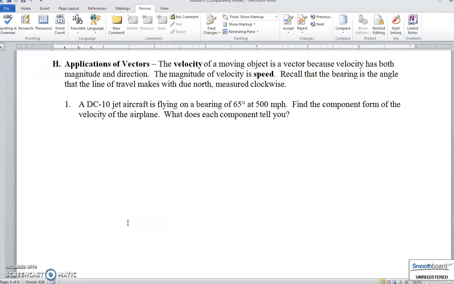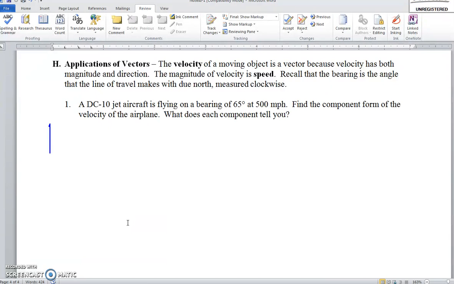So in this question, we have a plane that's flying on a bearing of 65 degrees at a speed of 500 miles per hour. We want to find the component form of the velocity of the airplane and then describe what that means. So first, let's start off with a picture.